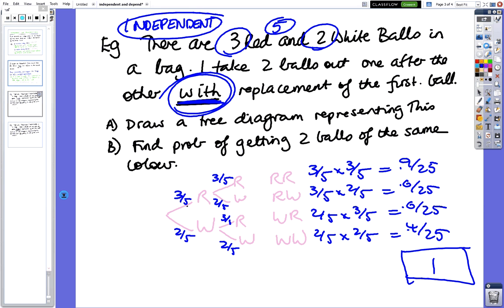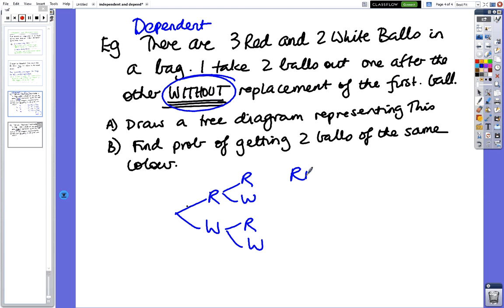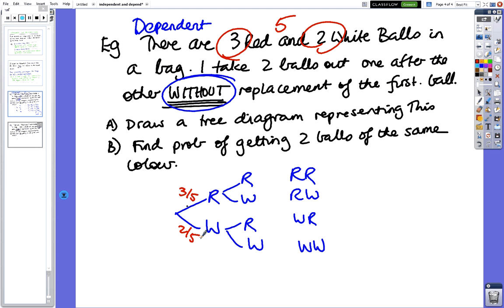This time I'm taking the first ball out and I'm not going to put it back, so this is a dependent event. We start with the same thing: red, white, red, white, red, white, red-red, red-white, white-red, white-white. But this time when I put the numbers in, I've got 3 plus 2 equals 5 for the first one. So it's still 3/5 times 2/5.